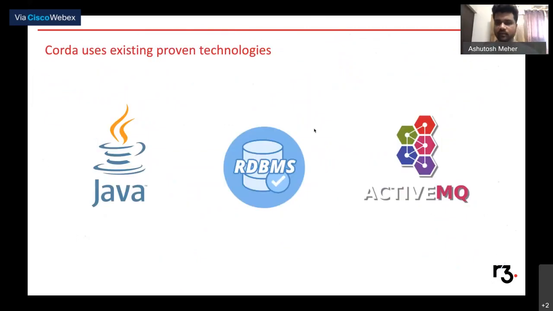And finally, we wanted to make sure that Corda is easy to use. What we have done is we have implemented already existing technologies. We haven't tried to reinvent the wheel; we have used already available technologies like Java, DBMS, and ActiveMQ, which are used in almost any enterprise application. Other than making it easier to use, it also gives you better integrations with existing systems, because we are running on the same tech stack, right?